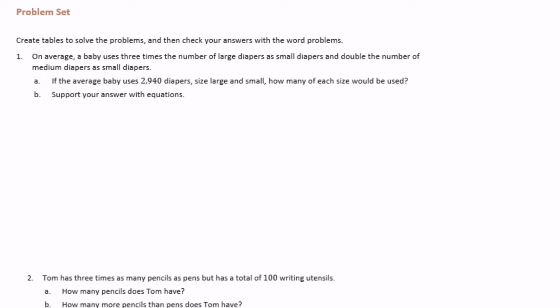Number 1. On average, a baby uses 3 times the number of large diapers as small diapers and double the number of medium diapers as small diapers. If the average baby uses 2,940 diapers, size large and small, how many of each size would be used?